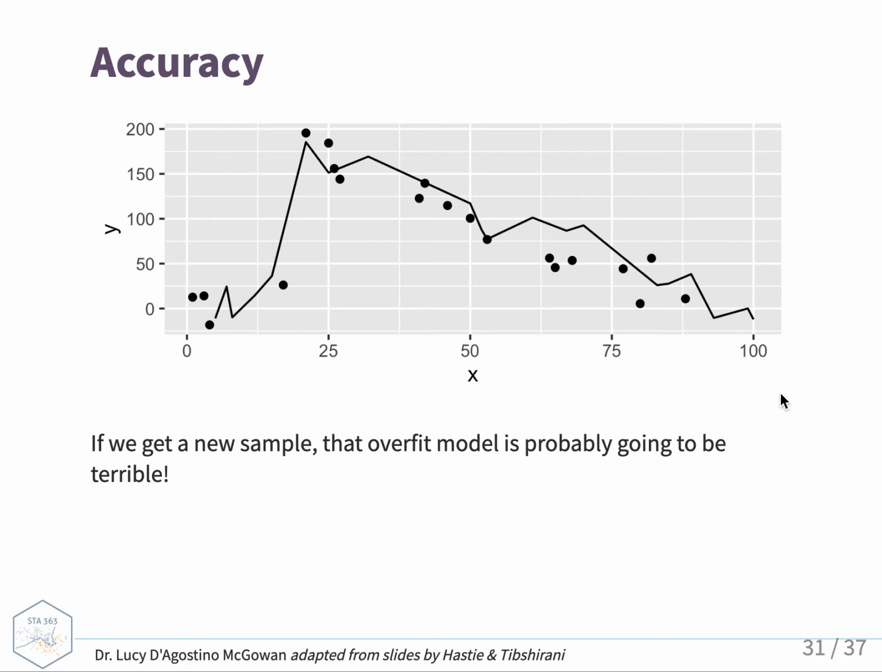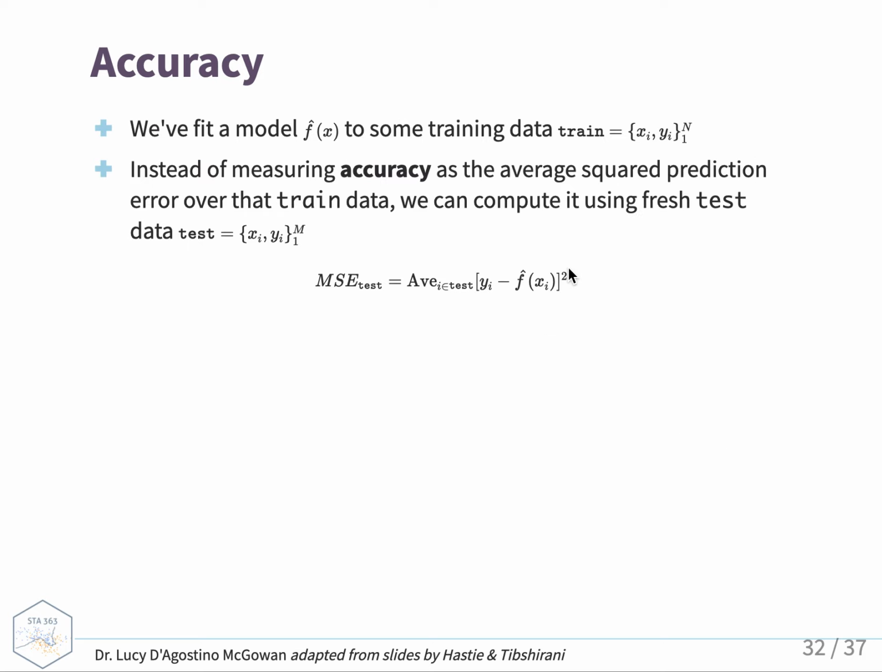If we get a new sample, so if I sampled again from that same underlying distribution f, that overfit model is probably going to be terrible. So if I now tried to get the prediction accuracy for this very overfit, jagged model, I'm not going to do well at all with new data. So instead of measuring accuracy as the average squared prediction error over the training data, we can actually compute it using some fresh test data.